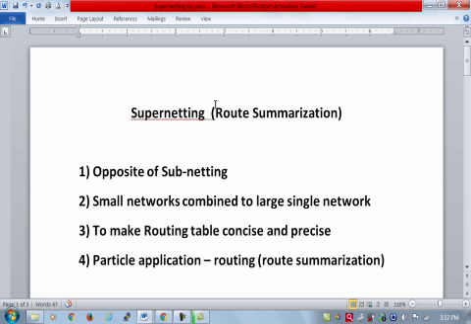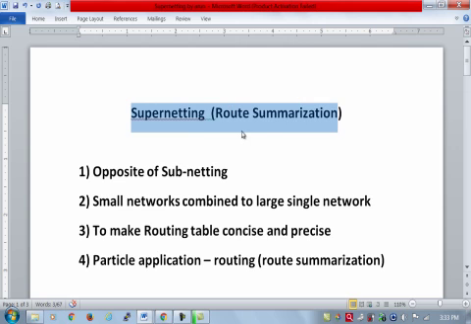I have told you that subnetting is nothing but dividing a huge network into small networks, small subnetworks or small chunks, for easier management of the networks, so that I can avoid wastage of networks. Now, another very important topic is called supernetting, which in routing terms is also called route summarization. The first thing you have to understand is that supernetting is the opposite of subnetting.